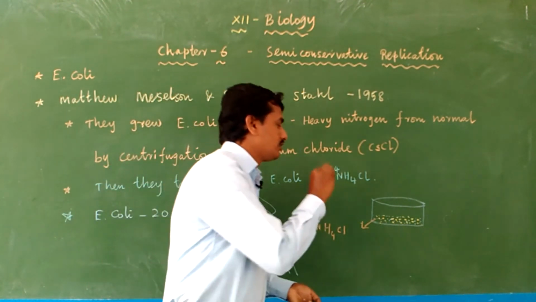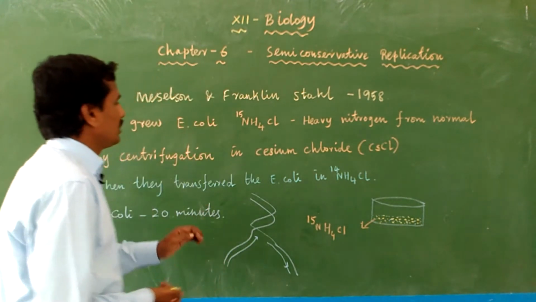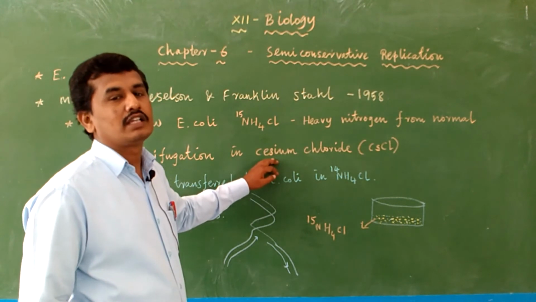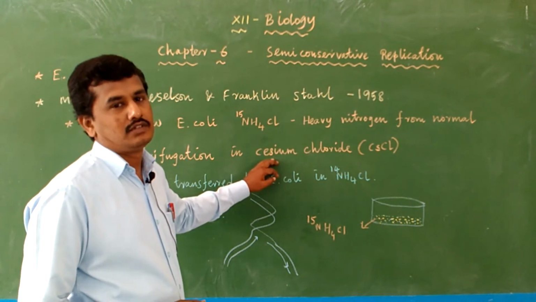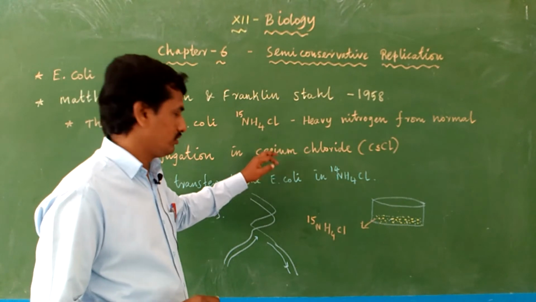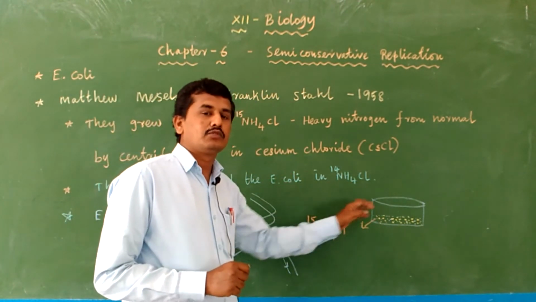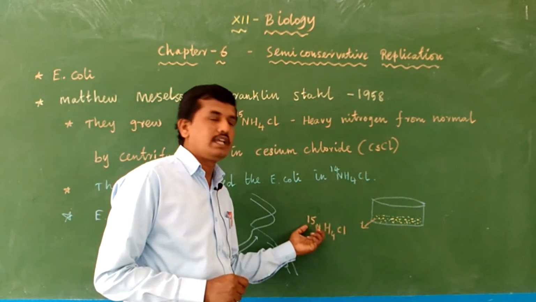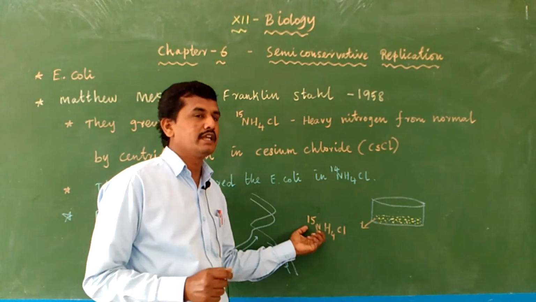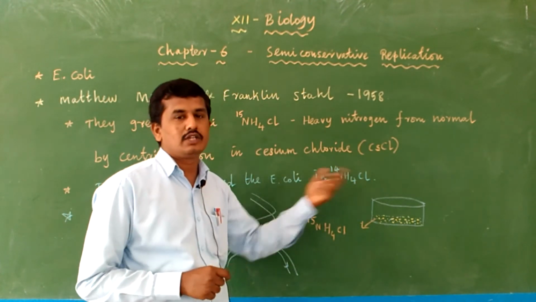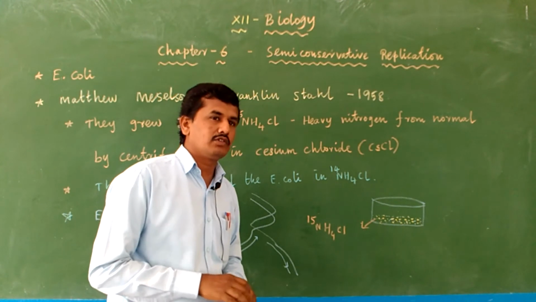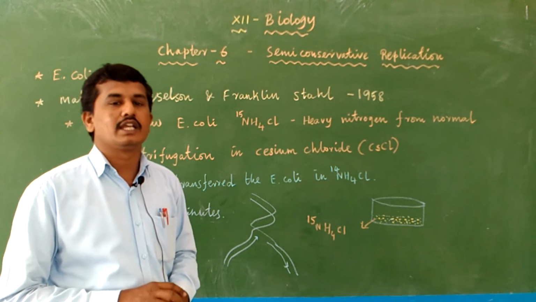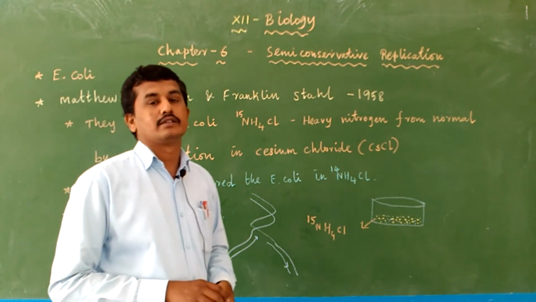Then we add cesium chloride. Cesium chloride is for color identification. First we add ammonium chloride, the bacteria absorb it and make the DNA, and the DNA contains N15 nitrogen bases. Then we add cesium chloride to the nutrient medium. What is its use? It is to check the color, to color the DNA.